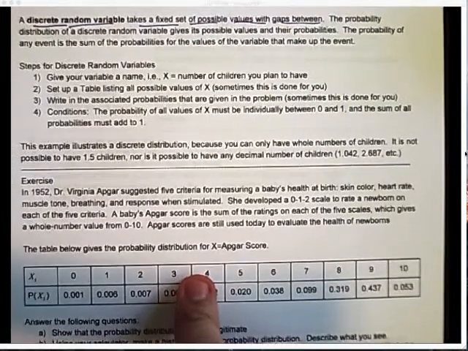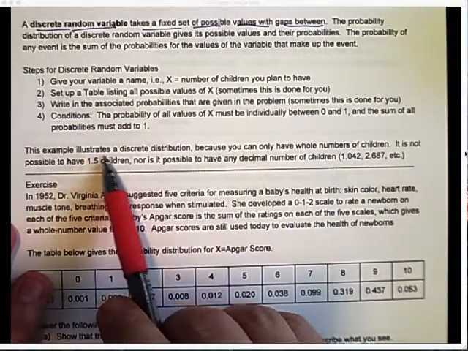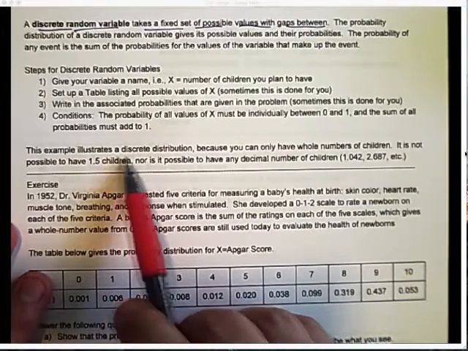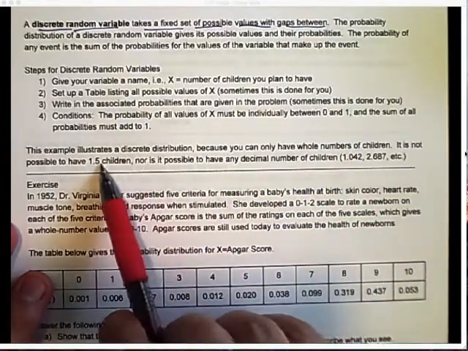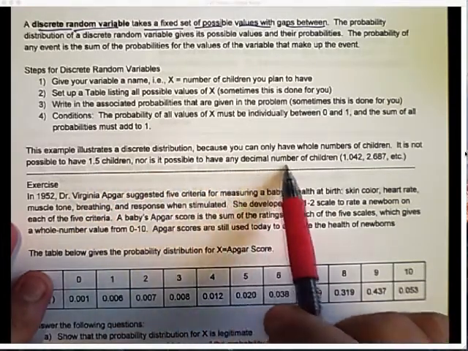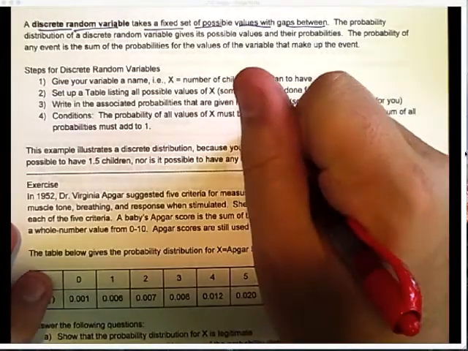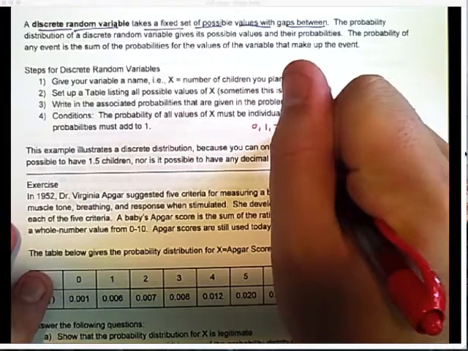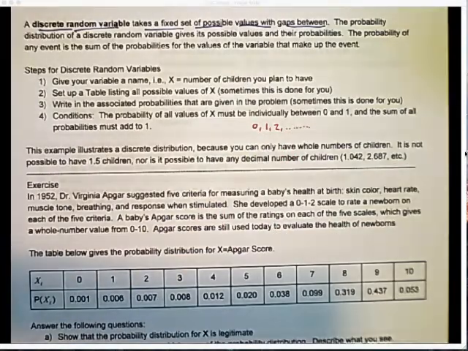It's discrete. So the example we did up here about the number of children, that would be a discrete distribution because you can only have whole numbers of children. It is not possible to have 1.5 children, nor is it possible to have any decimal number of children. So the number of children, you could have 0, you could have 1, you could have 2. They just take on whole number values. So there's nothing in between. That's what makes it discrete.